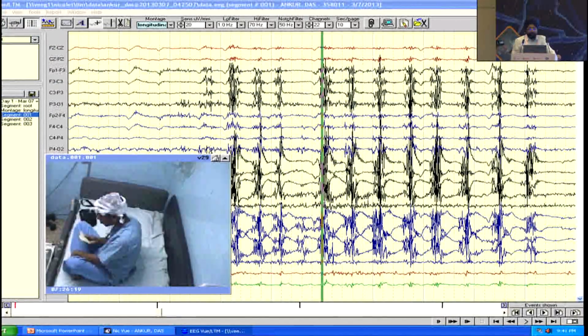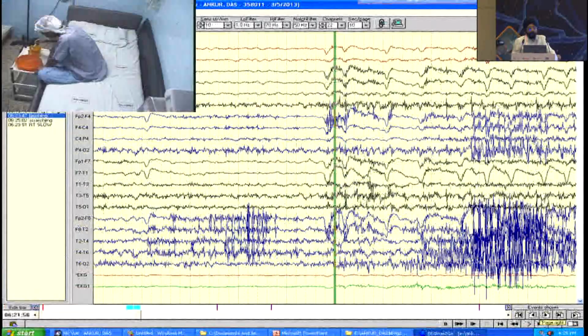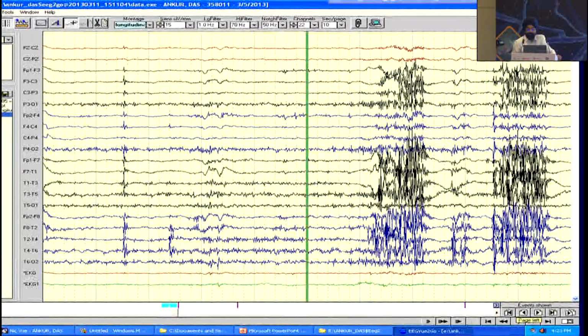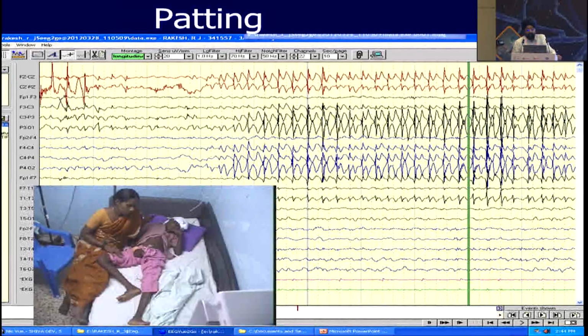Similarly, same patient. Now this is a brushing artifact. We can see there is a blink, and there is an artifact over the right lateral leads, F8 T2. Now this again is a brushing artifact. A video sometimes might help you understand what exactly this is. And this is a patting artifact which was recorded during the video EEG for this patient.